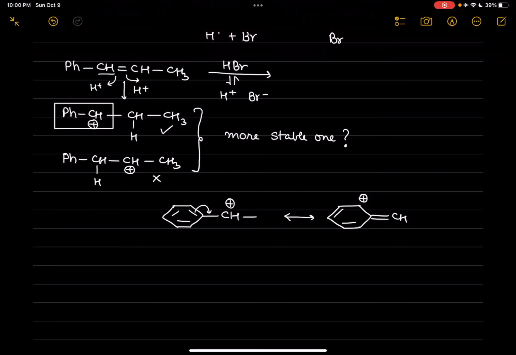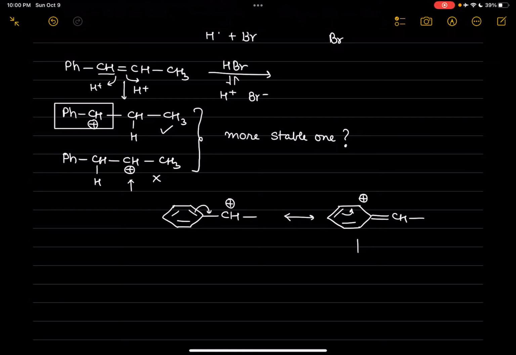So actually the electron density is dispersed. That's why it can form easily. It has lower potential energy. On the other hand, this one cannot go into the benzene because the benzene is not next to it, but next to next. Is it clear?